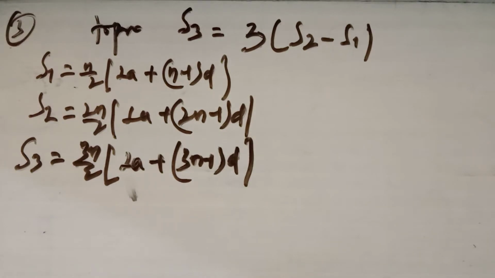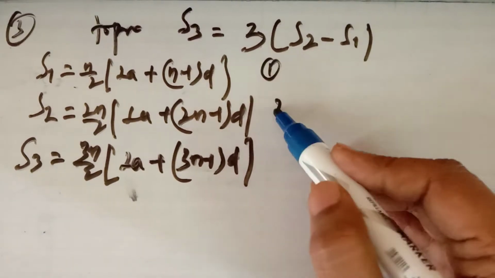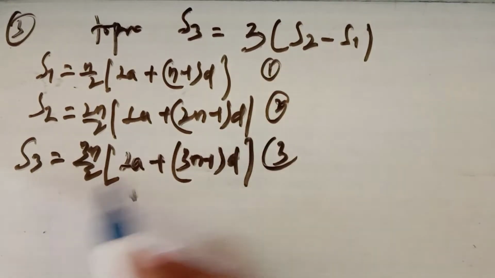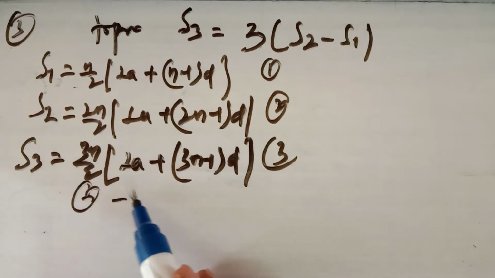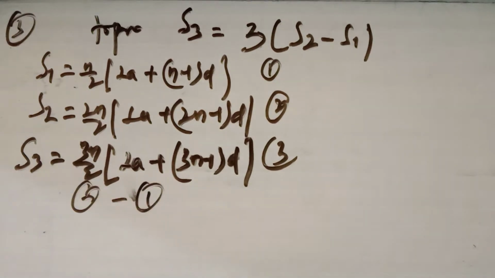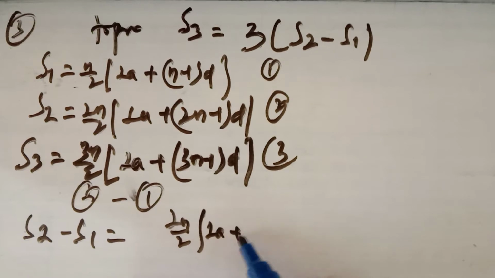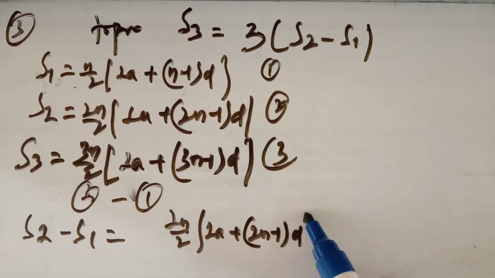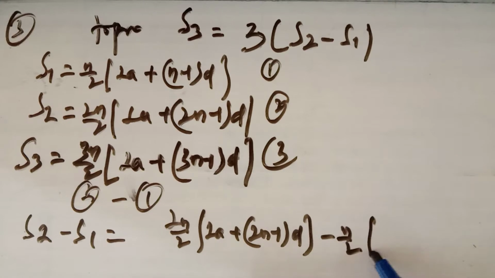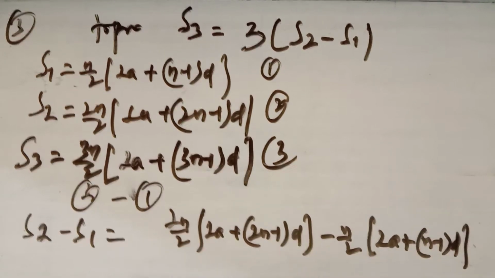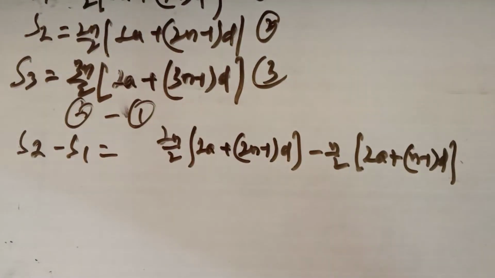Now if you subtract S1 from S2, we need S2 minus S1. If you subtract the first from the second, you will get S2 minus S1 is equal to n by 2 [2a plus (n minus 1) into d] minus n by 2 [2a plus (n minus 1) into d] with n replaced accordingly. Simply replace the value of S1 and S2, and you have to arrange and simplify this.